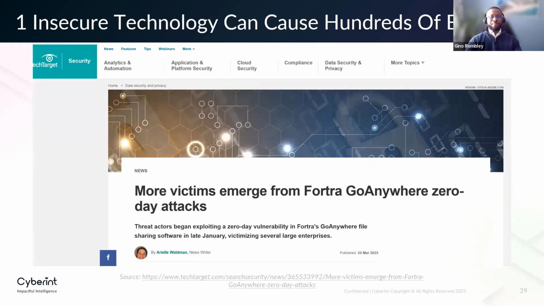Now we can see here, for example, this Fortra GoAnywhere zero-day attack. As an example, one insecure technology can cause hundreds of breaches. So this was a file transfer solution offered by Fortra, where there was a vulnerability in that software, and hackers were able to leverage that vulnerability to target, let's say, thousands of enterprises that use this particular solution, right? So once the CVE was out there, of course, the hackers were thinking, okay, how can we target certain organizations? What they typically do is scan to see which organization has this particular software, and then they were able to see how far they can infiltrate any data from those particular organizations.